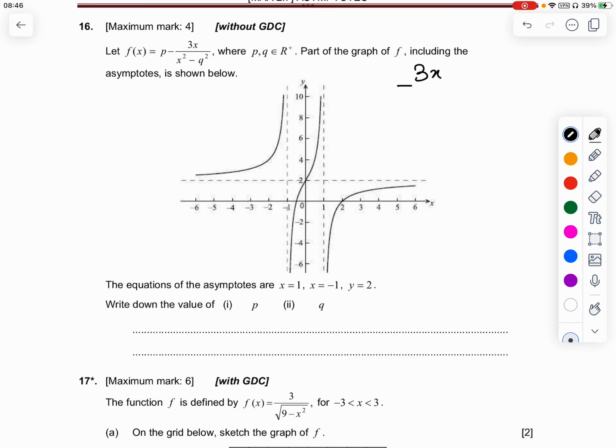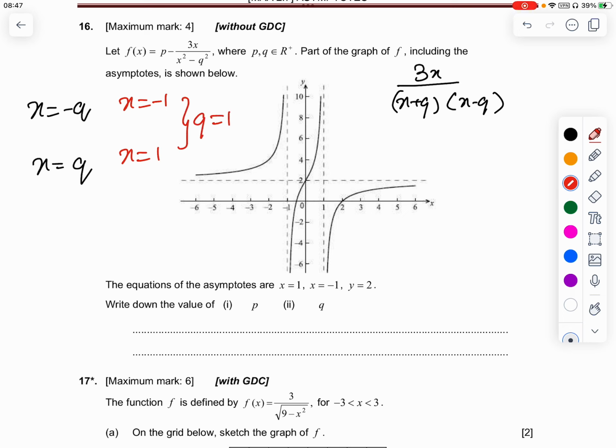Now 3x upon (x plus q) times (x minus q). So my vertical asymptotes will be x equals negative q, x equals q. From this one, what I got from the graph, x equals negative 1, x equals 1. So it clearly says that q equals 1. So q value equals 1.